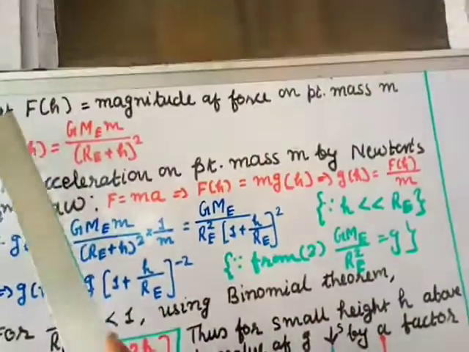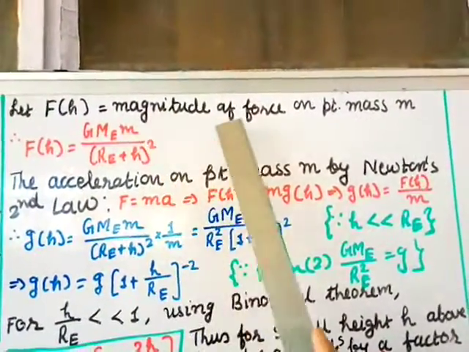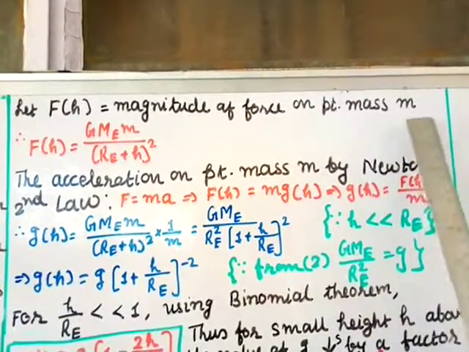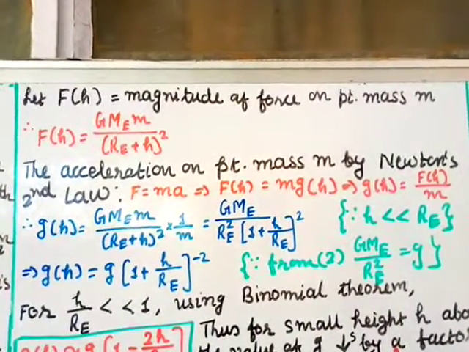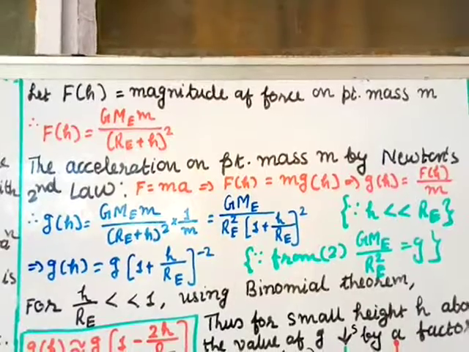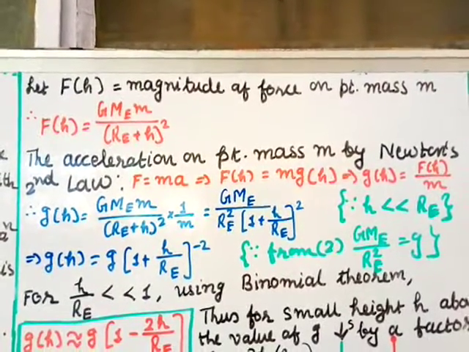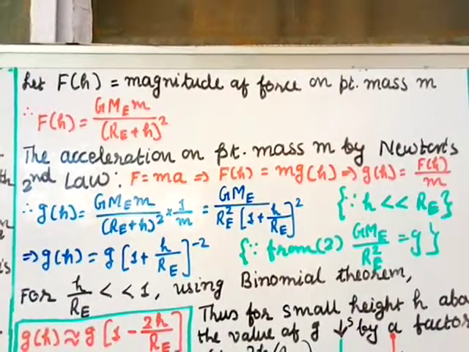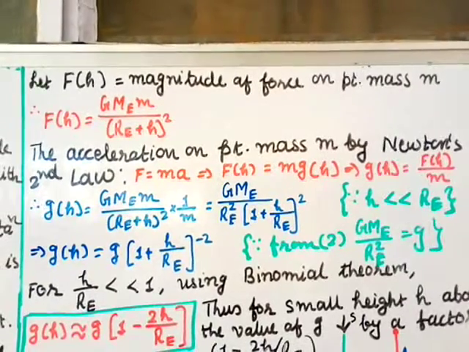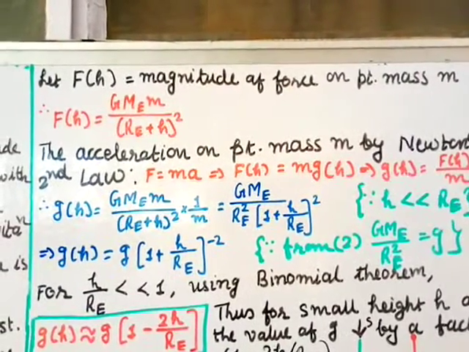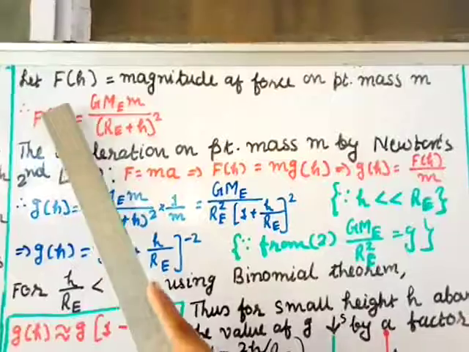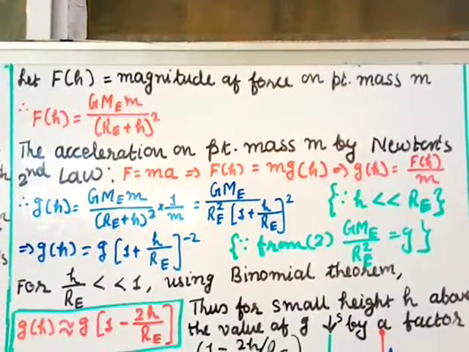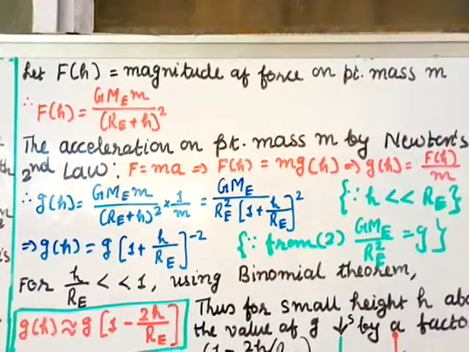Let F of h equal the magnitude of force on point mass m. Now the mass is at height h from the surface of the earth, so let us denote the force between these two masses as F of h. This notation F of h I use for the mass which is at the height h from the surface of the earth.